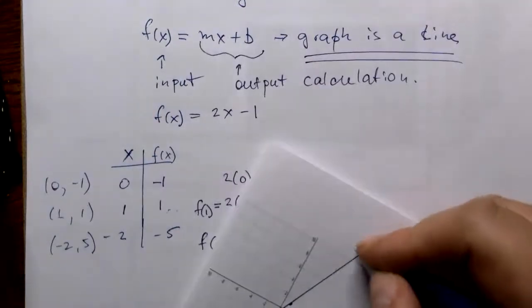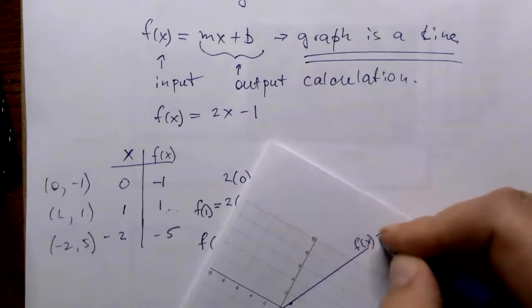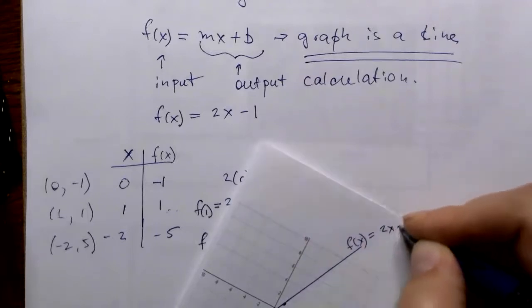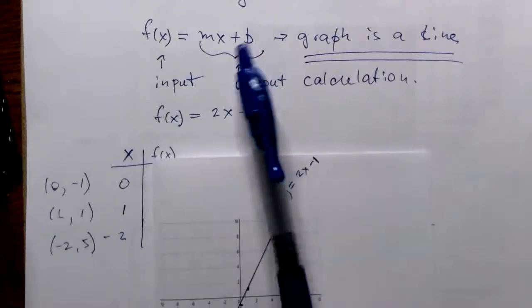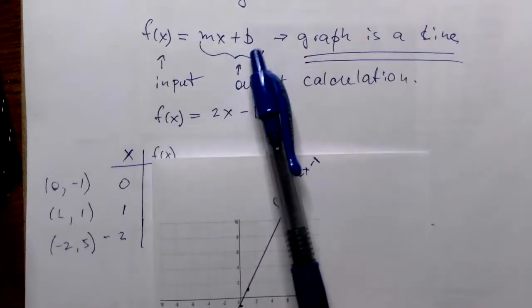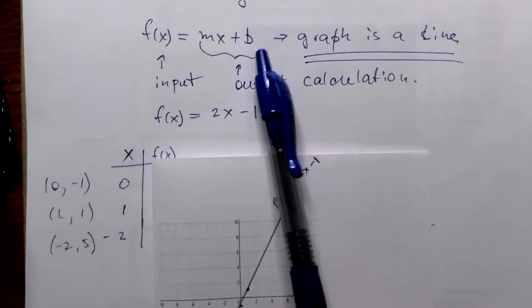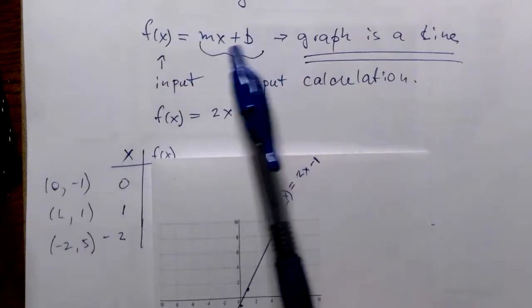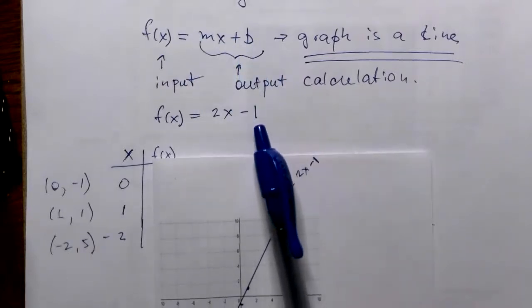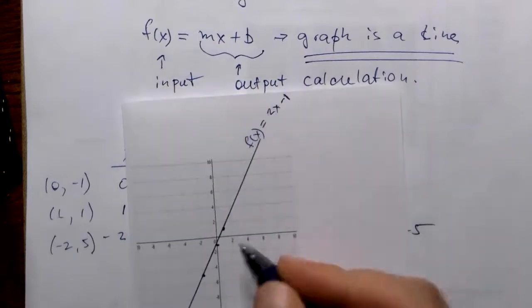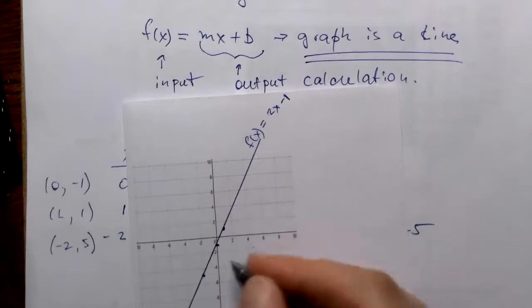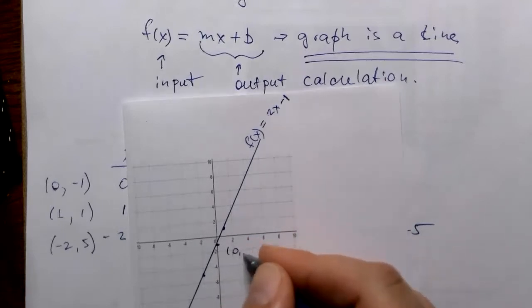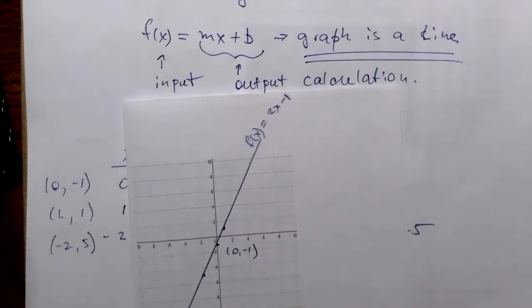And this is f of x, which is 2x minus 1. As we mentioned before, this b, the free constant in this equation, represents a y-intercept, and as we see from the graph, your graph crosses your y-axis there. This point is (0, -1).